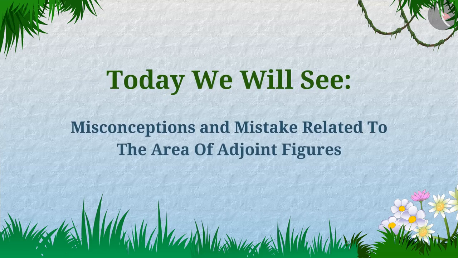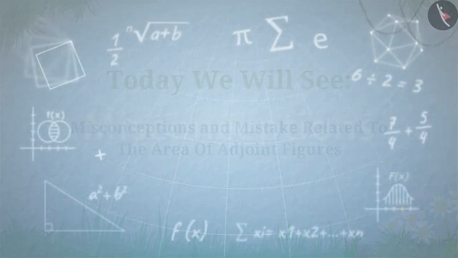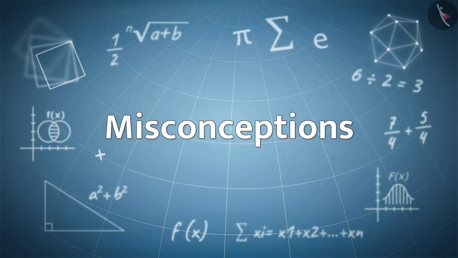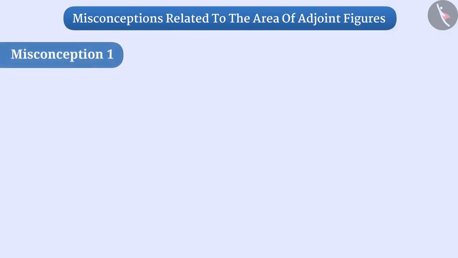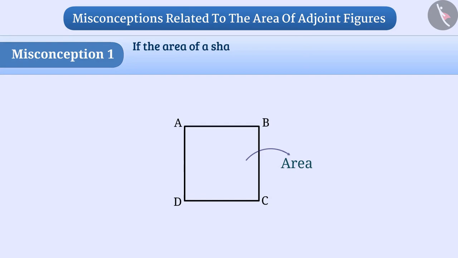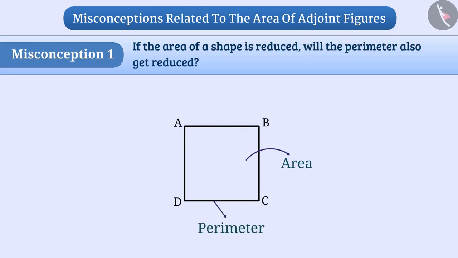Today we will see some misconceptions and mistakes related to area of adjoint figures. Misconception 1. If the area of a shape is reduced, will the perimeter also get reduced?